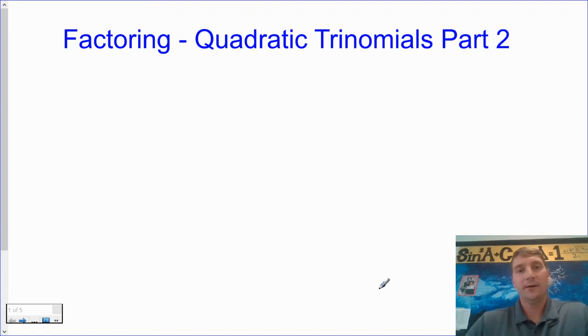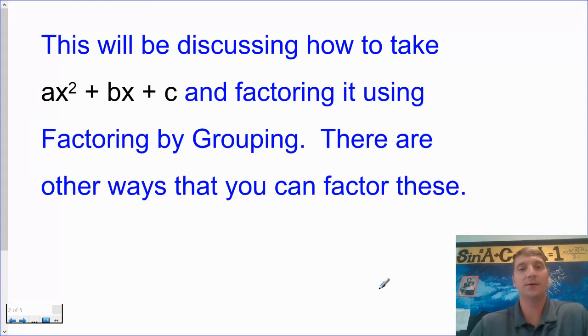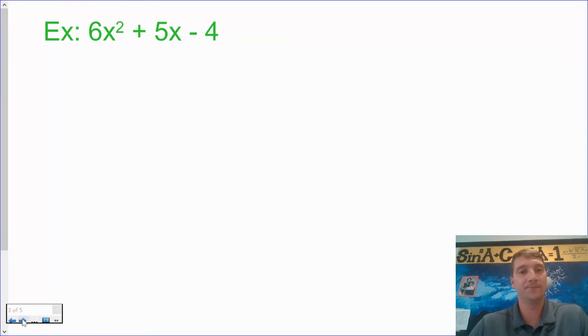All right, we're factoring quadratic trinomials part 2. As we're going to talk about here, I'm going to be discussing factoring by grouping. So we're talking about ax squared plus bx plus c. Last video, a was 1, so it was just x squared plus bx plus c. But we're going to use factoring by grouping. There are plenty of other ways that you can factor these, but this is the method I'll be using. If you're using your own method, whatever you used in previous classes, that's completely fine.